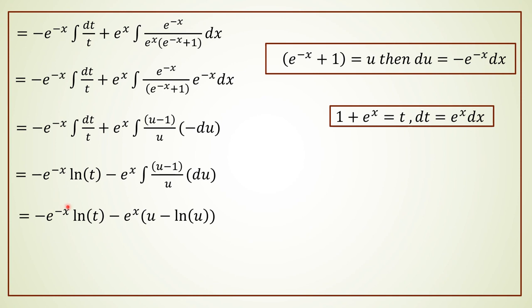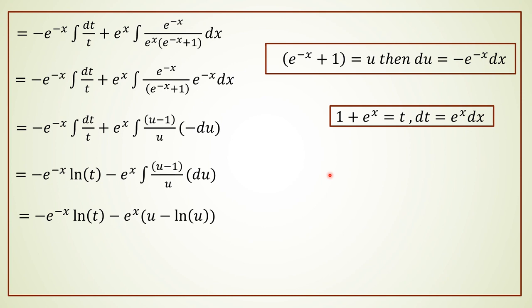And observe over here you have yp is equal to minus e power minus x into ln t minus e power x into u divided by u. U divided by u is 1. So integration of 1 into du is u. Minus 1 by u. Integration of 1 by u with respect to u is ln u. Now let me resubstitute t and u over here.